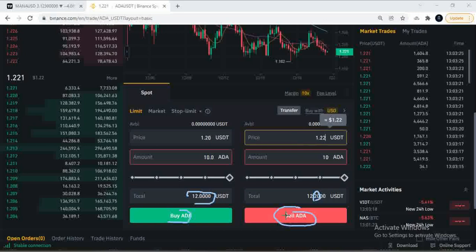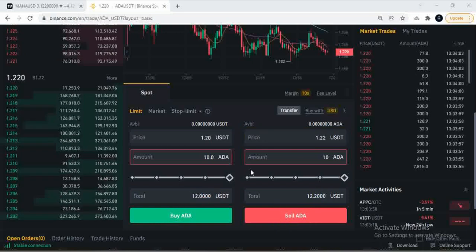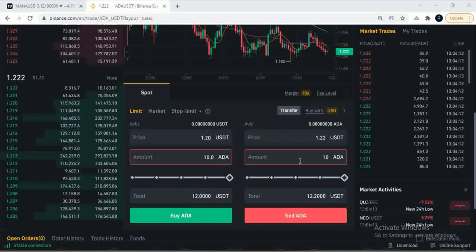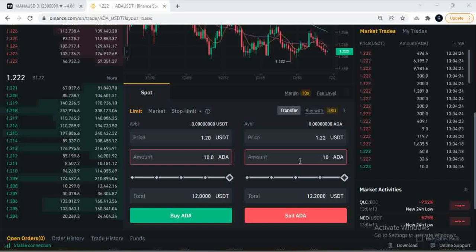All right, so let's look at some other examples on market execution. For limit, you can also set a sell order. For a sell limit order, it means that you want to sell at a price higher than the current price. For a buy limit order, you want to buy at a price lower than the current market price.